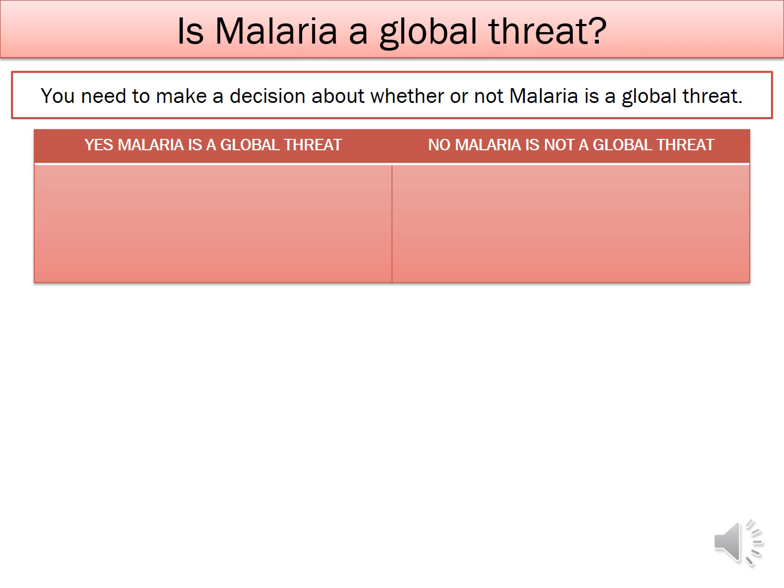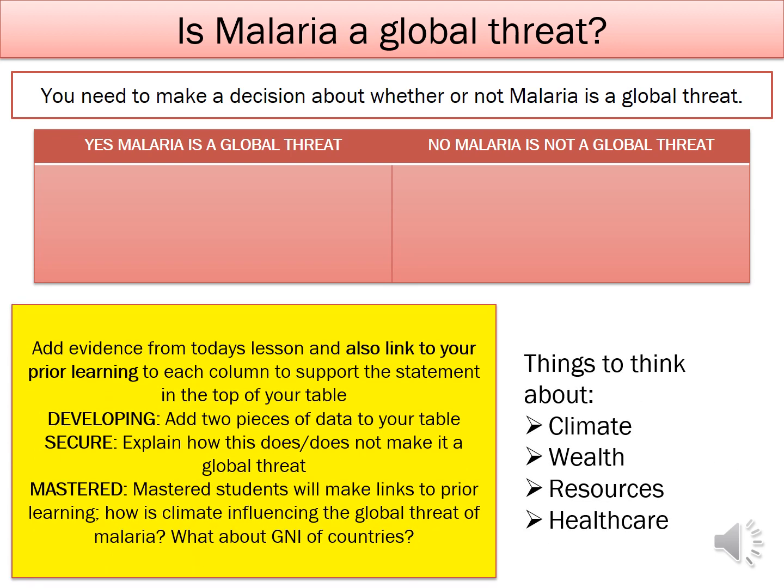Okay, now that you've created this table, the task that I would like you to do then, I want you to add evidence from today's lesson and also link to your prior knowledge, that's from information that you've learned about in previous lessons, to each column to support the statement at the top of the table. Remember, the table is, yes, malaria is a global threat. So that means that it's a threat to everyone around the world. That's where you'd put yes in. And then no, malaria is not a global threat. And why is malaria not a threat to everywhere in the world?